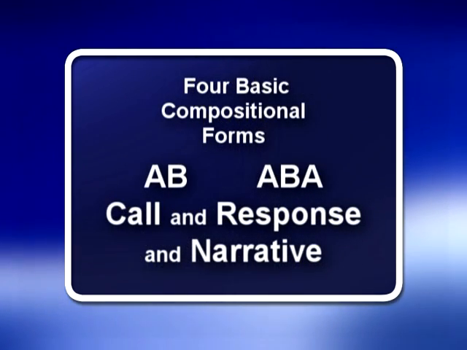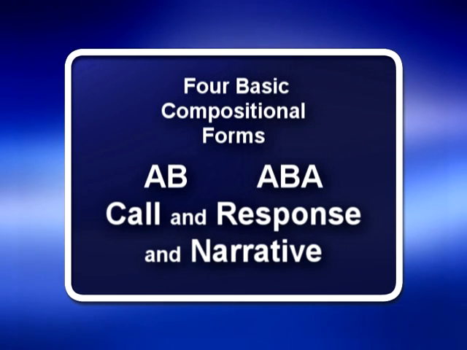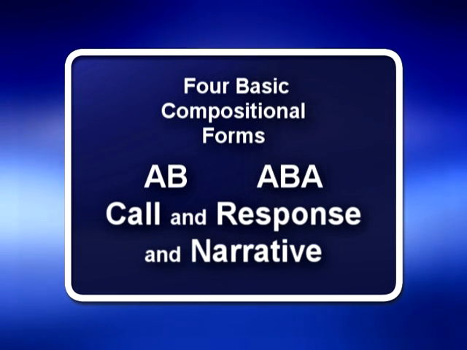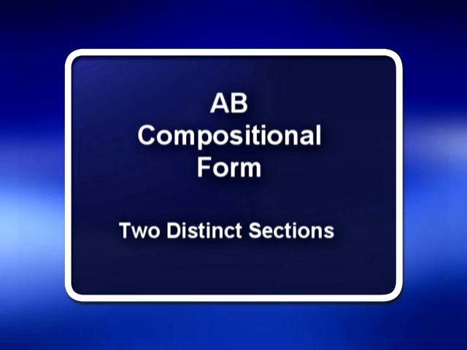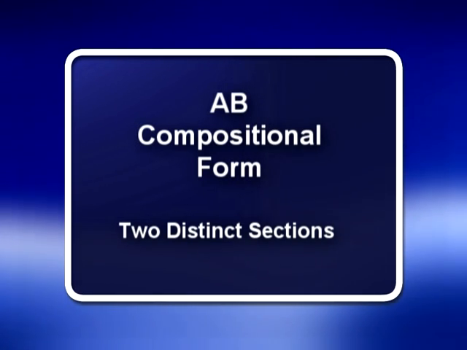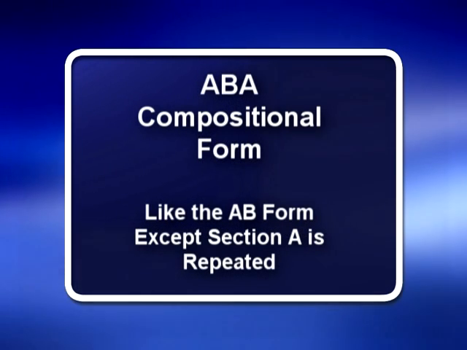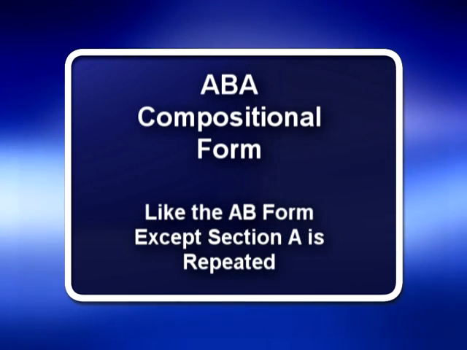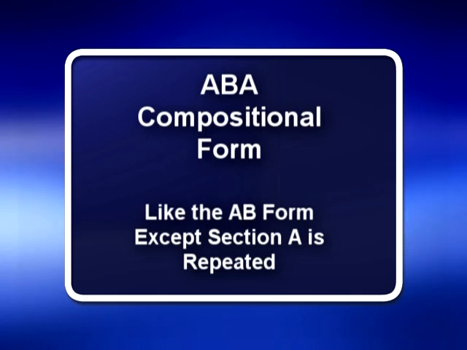There are four basic compositional forms: AB, ABA, call and response, and narrative. A dance in the AB form has two distinct sections, Section A and Section B. The ABA form is just like the AB form, however, dancers repeat Section A at the end of the dance.